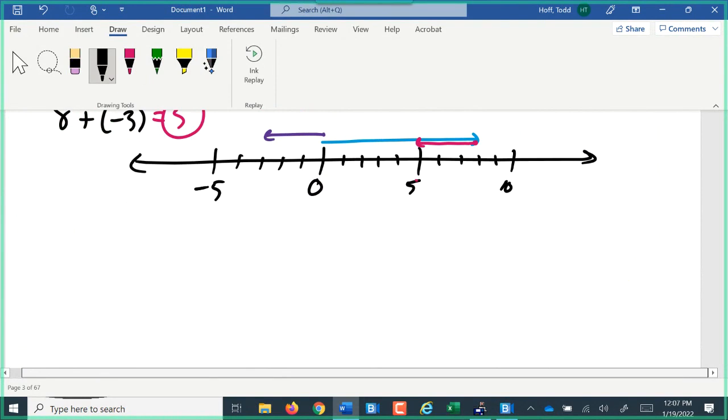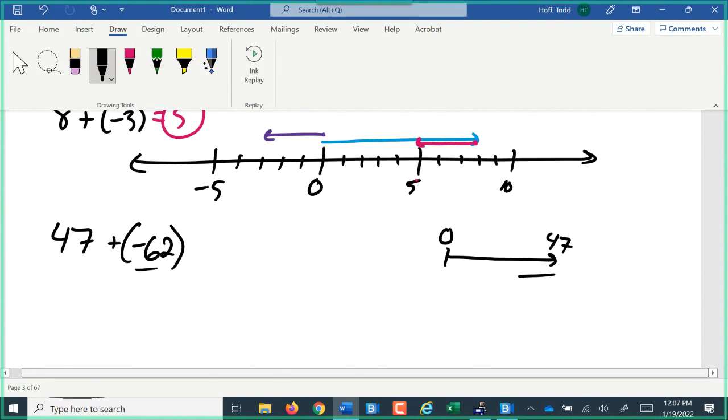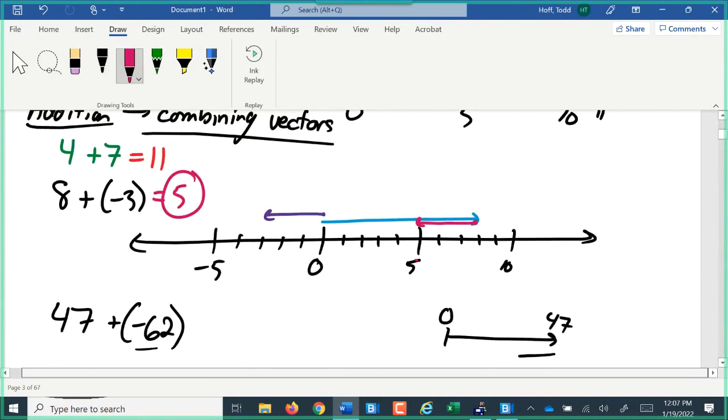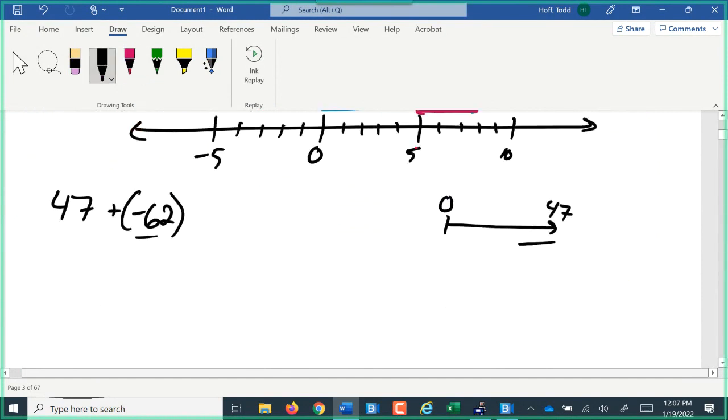If I have something like 47 plus negative 62, what I am thinking is this. Here's 0. 47 goes the positive direction. It's like that. Negative 62 goes the opposite direction. And now these vectors have two qualities. They have a direction, which is the positive or negative, but they also have a magnitude, their length. 62 is a bigger magnitude than 47, so it's going to go past 0 into the negative side.